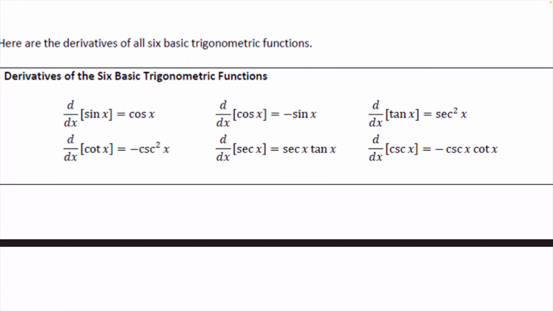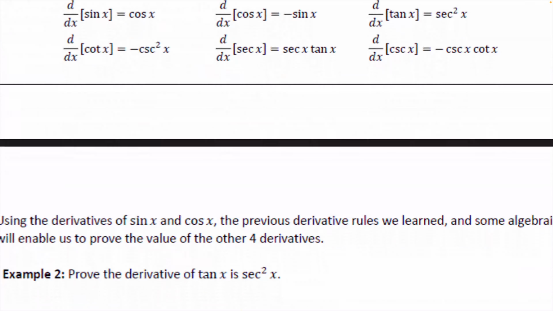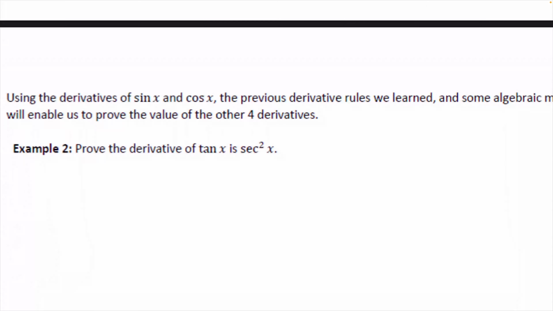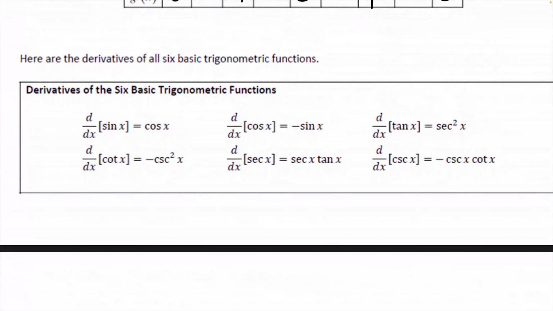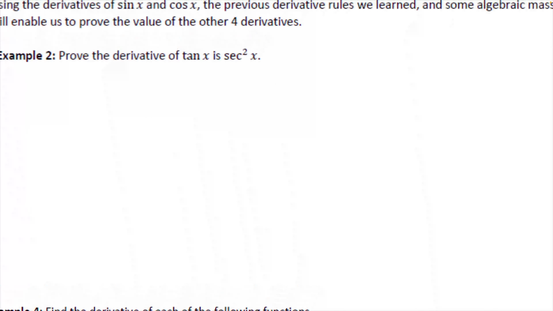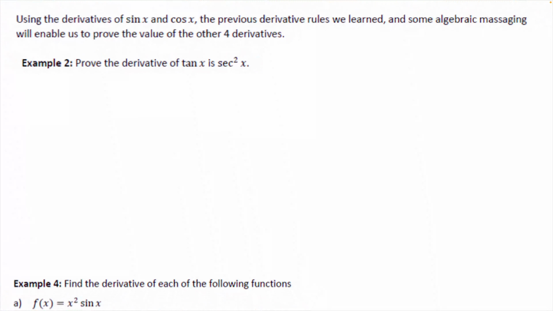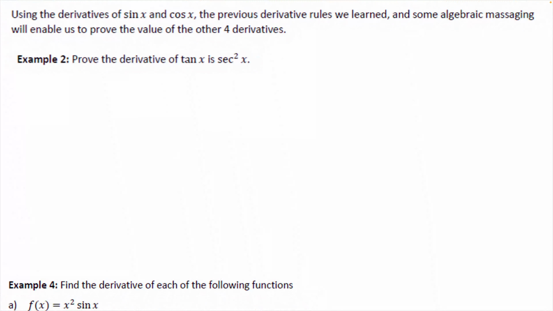Now, why is each of them the way they are? Well, I showed you the first 2, right? I showed you why the derivative of sine is cosine and the derivative of cosine is negative sine. I'll show you one more, and then for the rest, just take my word for it. So I'll prove the third one in the first column, tangent. Why is the derivative of tangent secant squared?